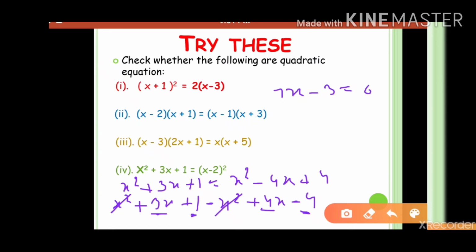Then the equation is 7x minus 3, and clearly this equation is not a quadratic equation because the ax square term is not in this equation.